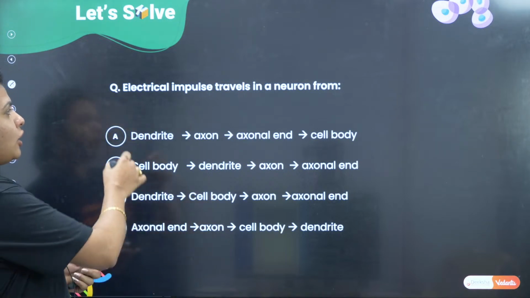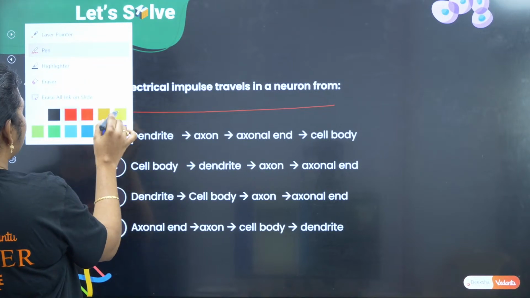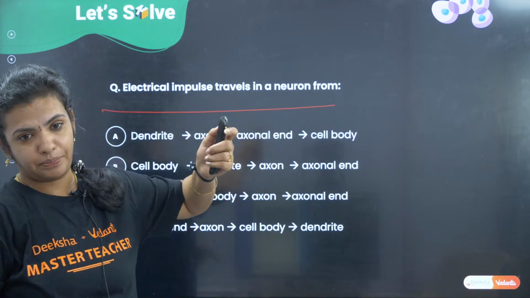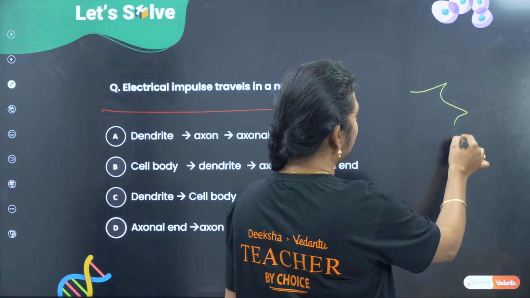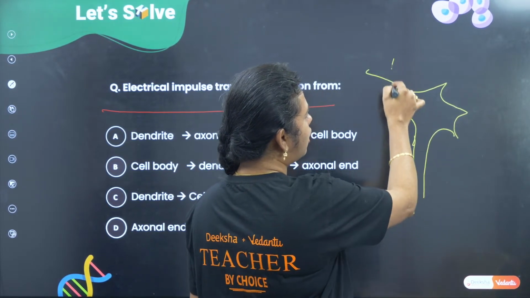All right. So you are going to give me the answer. Please answer in the chat box. What is the answer for this? Electrical impulse in a neuron is going to travel from. Okay. So when you look at the diagram of a neuron, this is a 5-mark question for your board exam. Please learn to draw the structure of the neuron.